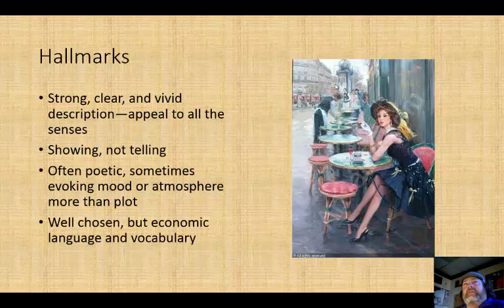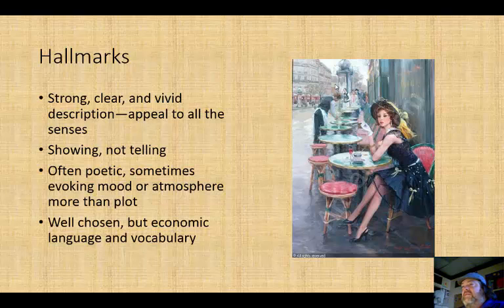Both the vignette and the character sketch seem very poetic, because we sometimes use very poetic language, very descriptive language. It evokes mood and atmosphere a lot more than a plot. When we get to flash fiction and we start working on short stories themselves, you'll find that we're trying to move a lot of things through an arc of a story. Whereas with these early pieces, what we're going to do is mostly look at the mood and the atmosphere.